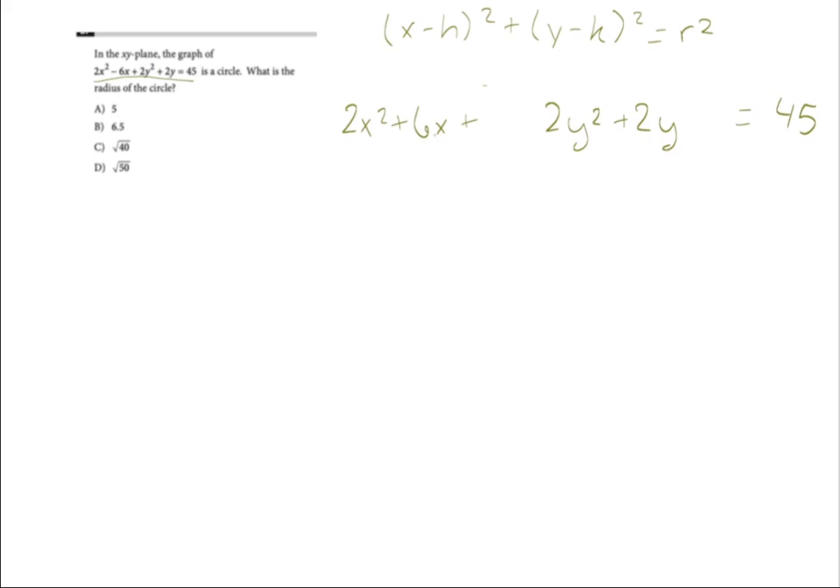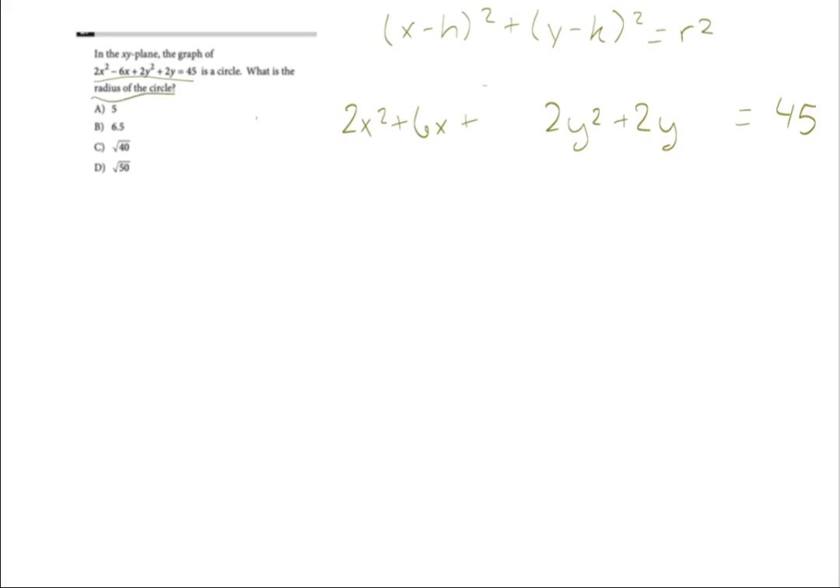So first, I want to be able to turn these x parts into this thing right here. I want to be able to turn these y's into this component right here. And then eventually we'll be left with whatever this is, and we'll be able to take the square root of that to find the radius, which is ultimately what they're asking us.